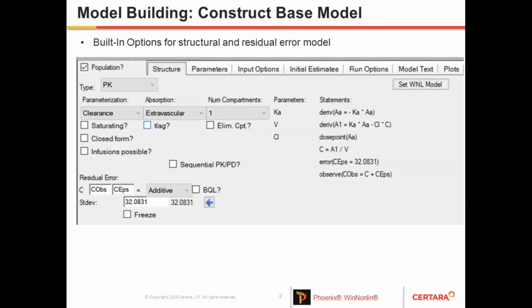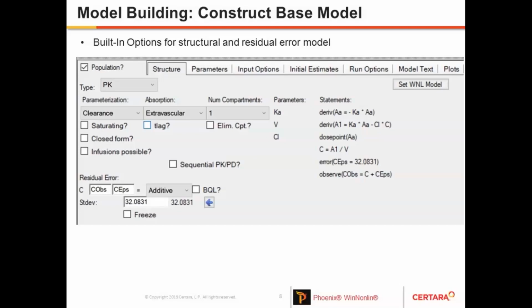So now let's look at the graphical user interface in Phoenix. It looks a little bit busy, but really there's not much we need to choose from. For the selection of our structural model, all these options that you see here in this panel are all we need. We don't need to extend that. First, you see the population checkbox. We stick with population mode. Below that, the type of model will always be PK. And in the three tabs below that, we stick with the clearance parametrization and extravascular absorption. And for the start, we will just stick with the number of compartments equal to 1.